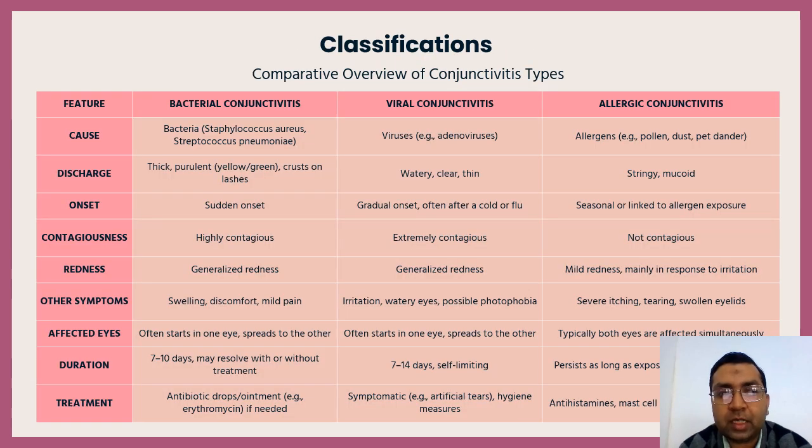Then, these are the classifications. Three different types of conjunctivitis are there: bacterial, viral and allergic. In bacterial conjunctivitis, the bacteria Staphylococcus aureus or Streptococcus pneumoniae are the chief causes. Then viral conjunctivitis is caused by adenovirus, and maximum 80% of infections occur because of this virus. And then allergic conjunctivitis occurs because of allergens.